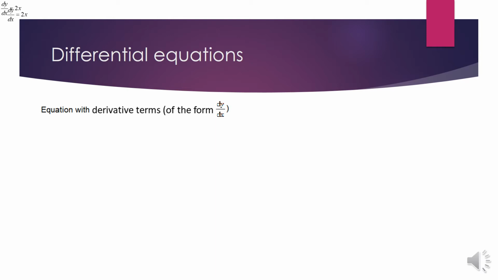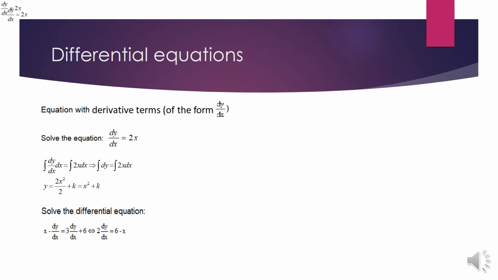Now I want to deal with differential equations. These are equations with derivative terms, i.e. of the form dy/dx. Solve the equation dy/dx equals 2x. We integrate both sides with respect to x, and the left hand side becomes the integral of dy, so it becomes y. Then the right hand side is 2x squared over 2 plus k, i.e. x squared plus k. That is the anti-derivative.